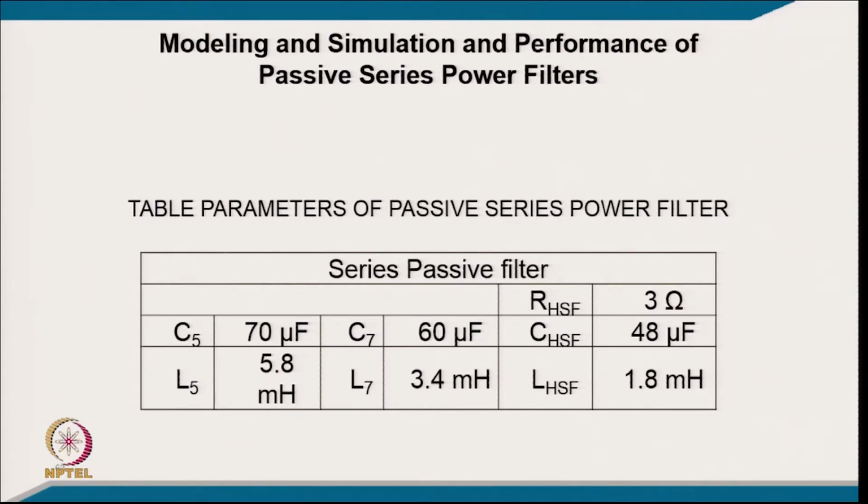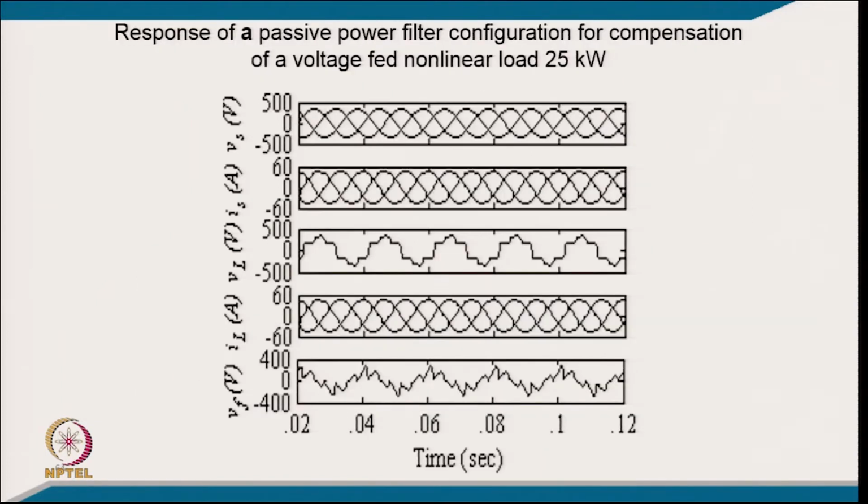The fifth harmonic tuned filter is 70 microfarad with an inductance of 5.8 millihenry. The seventh harmonic filter is 60 microfarad and 3.4 millihenry. Your high pass filter is 3 ohm resistance, 48 microfarad and 1.8 inductance. So, this is virtually a well-designed passive filter of this order, which is shown there.